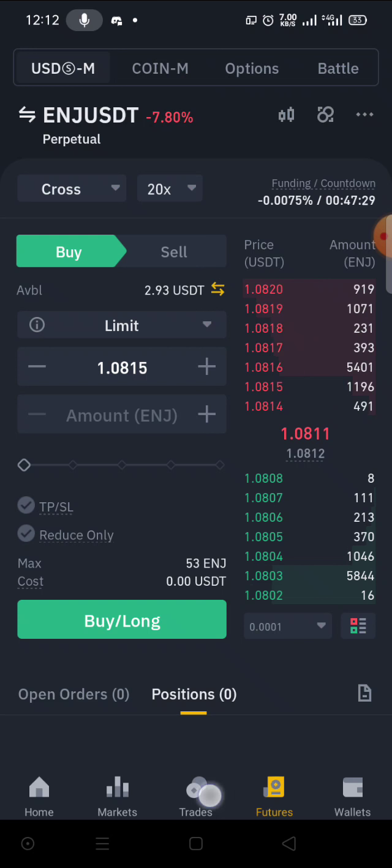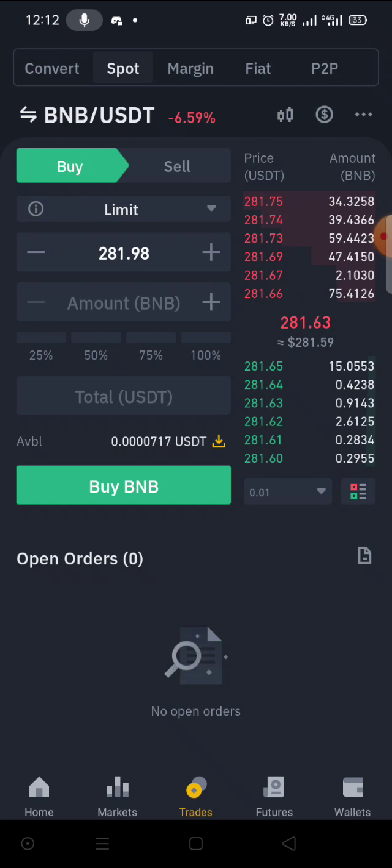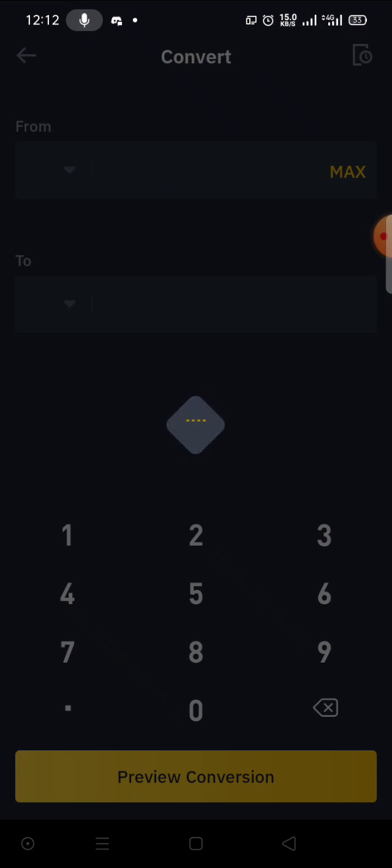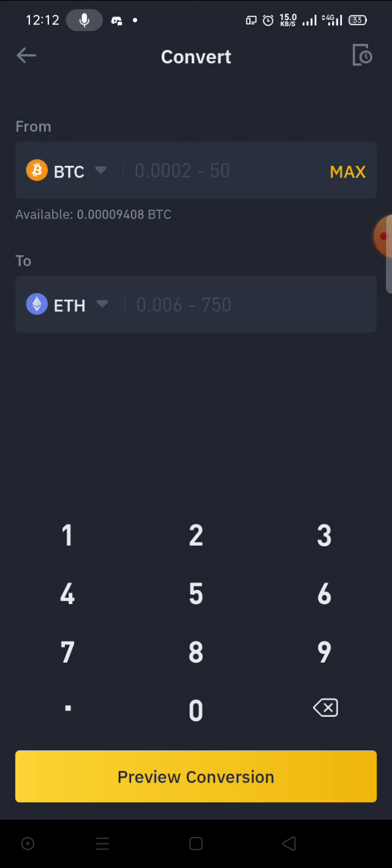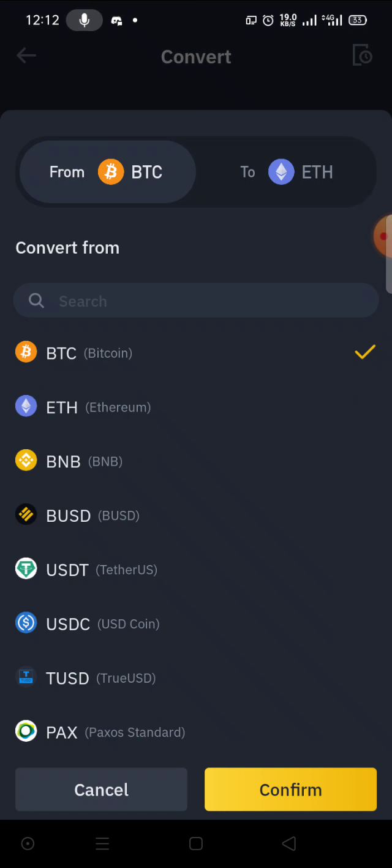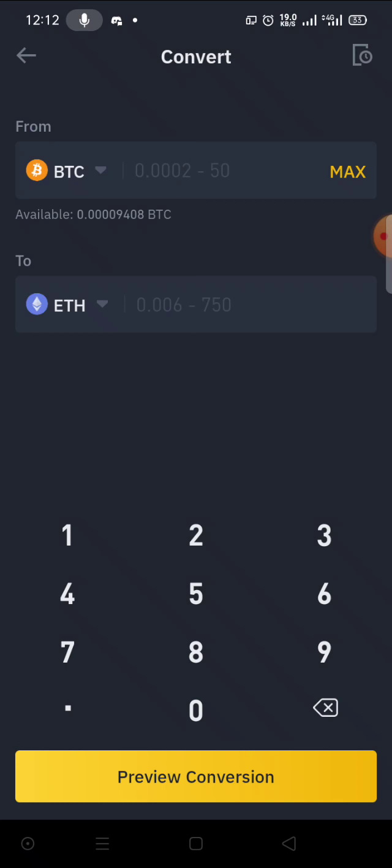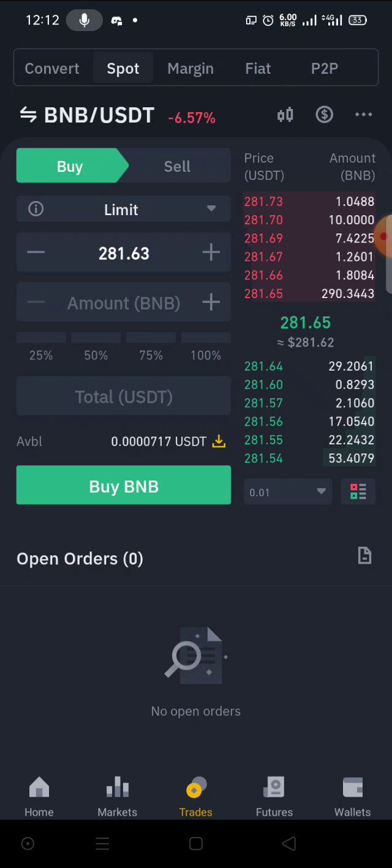Just like if you go to your trade now under your spot, we have the convert. You can actually convert your coin from BTC to Ethereum or to any coin of your choice here without using the trade method, the spot trading. Now you have the spot. You can actually trade buying and selling. You can trade coins here by selling and also by buying.